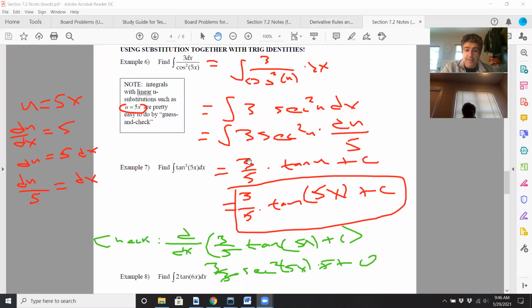Replace dx with du over 5, you have 3/5 times the integral, or 3/5 times tan u plus C, because the antiderivative of secant squared u is tan u. And then bring the 5x back in the fold. And then in green, you could check your work by doing the derivative. So that's a recap, just so you have a record of all that stuff.